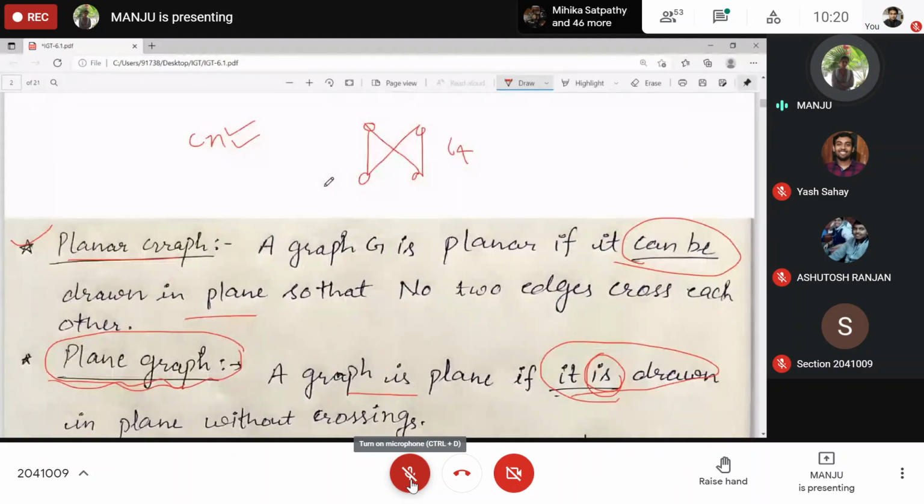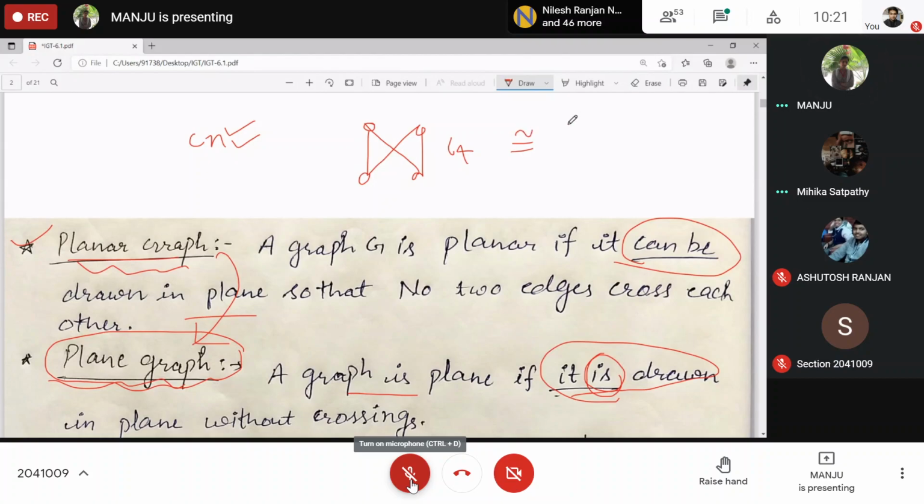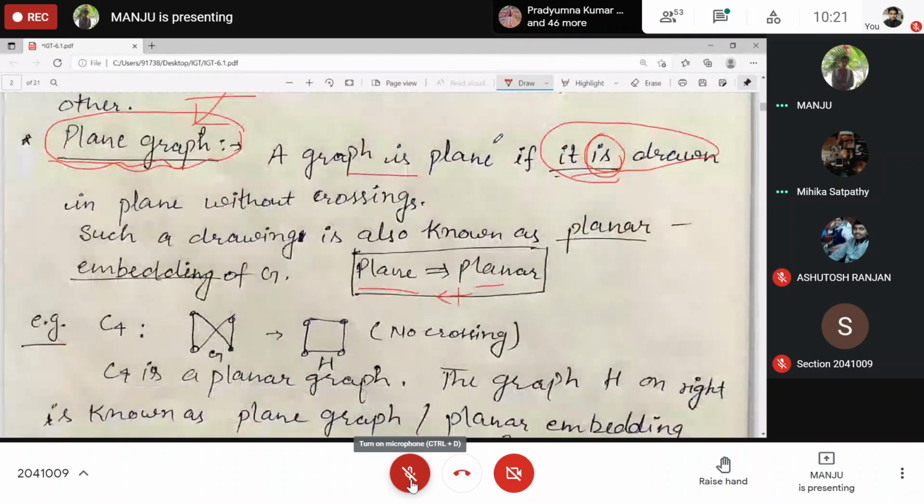That's why every planar graph can be redrawn as a plane graph. That's why we will be talking about only planar graphs. Because we can redraw it like this, and that is the same as this one, right? Means isomorphic.